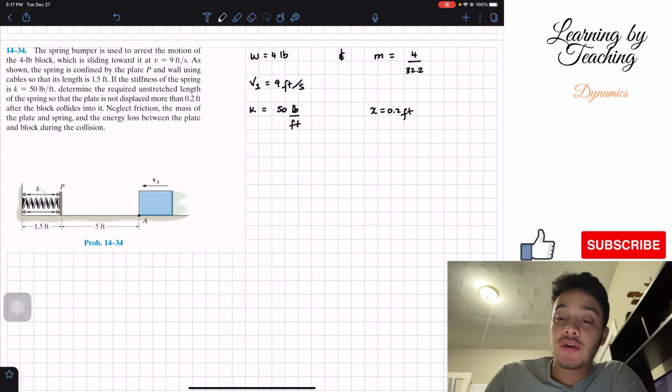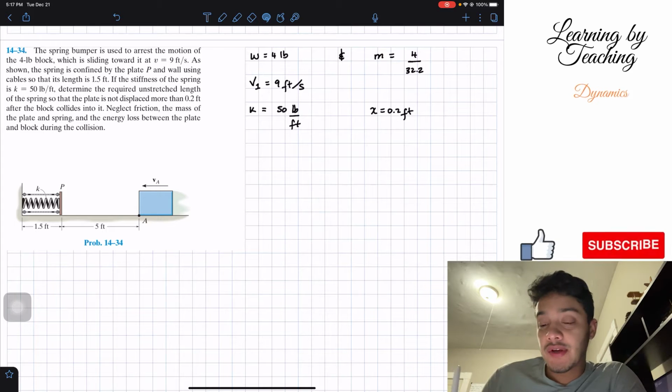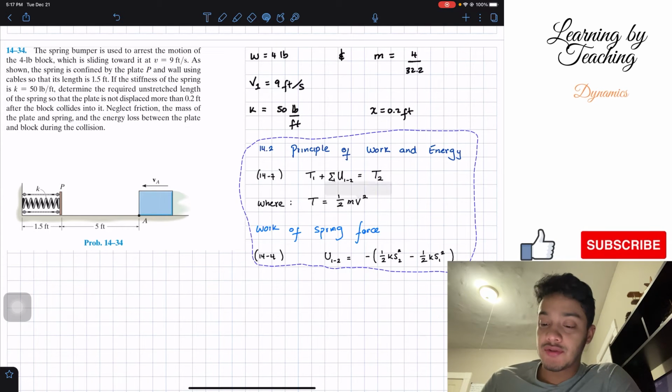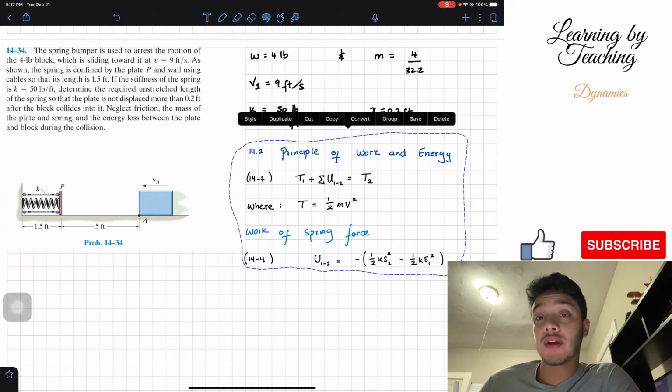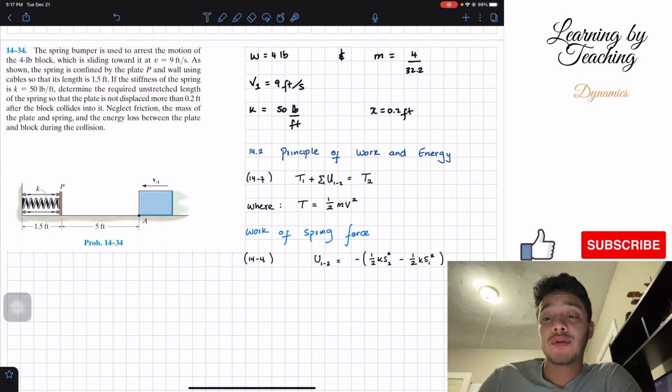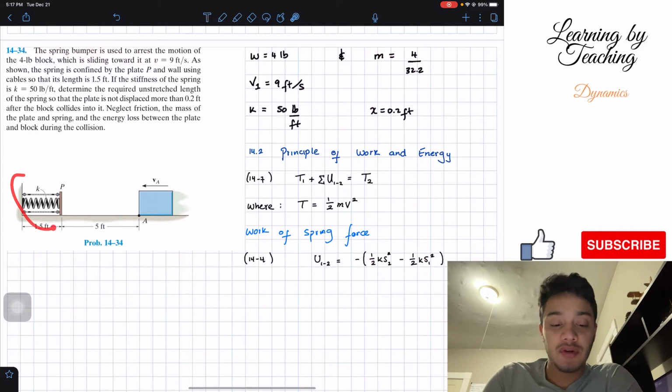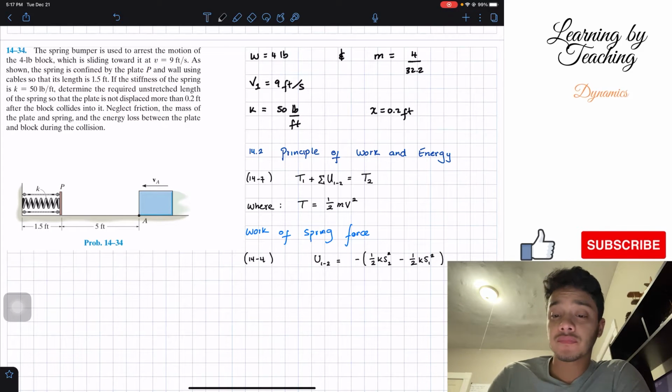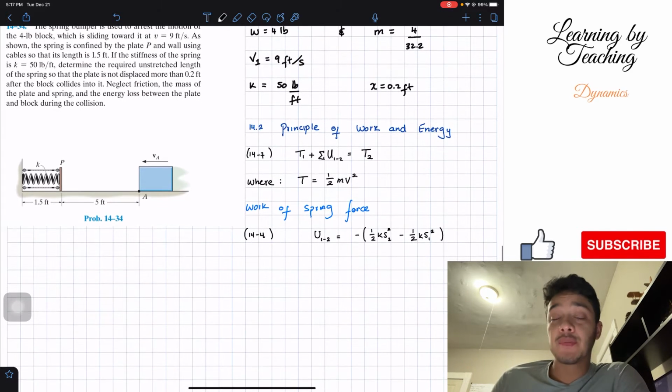Okay, so in order to solve this problem, we're going to utilize our chapter 14 equations, which were the principle of work and energy, and we're going to utilize the work of a spring force since we're working with a spring, so we will need these two. So let's start with the principle of work and energy.